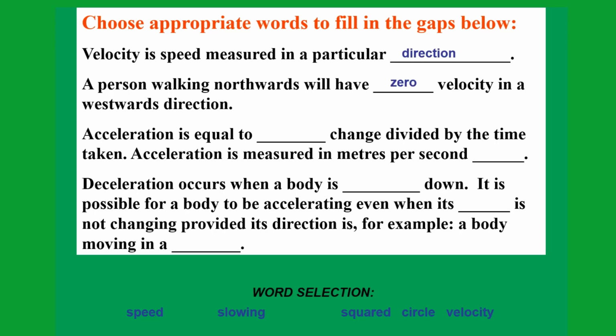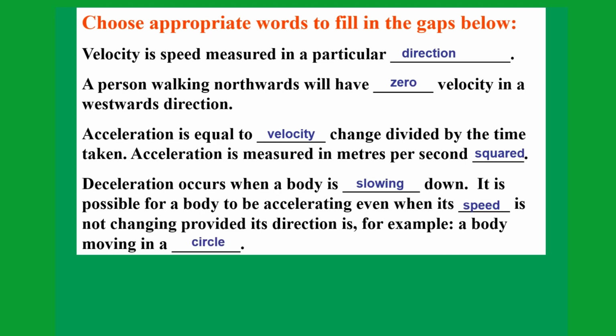Acceleration is equal to velocity change divided by time taken. Acceleration is measured in meter per second square. Deceleration occurs when a body is slowing down. It is possible for a body to be accelerating when its speed is not changing, provided its direction is, for example, a body moving in a circle.